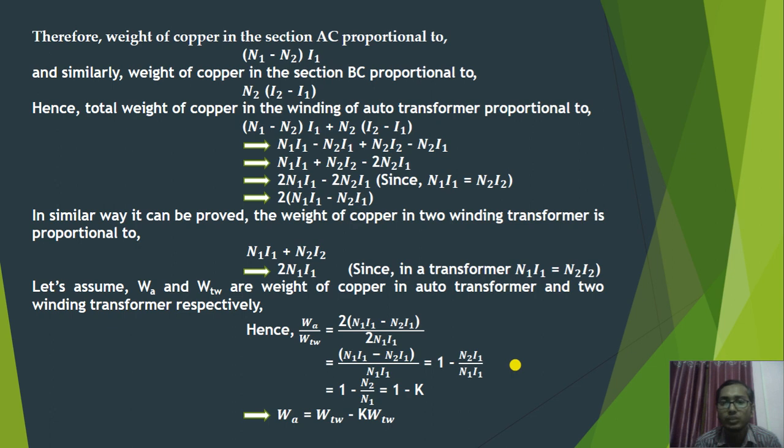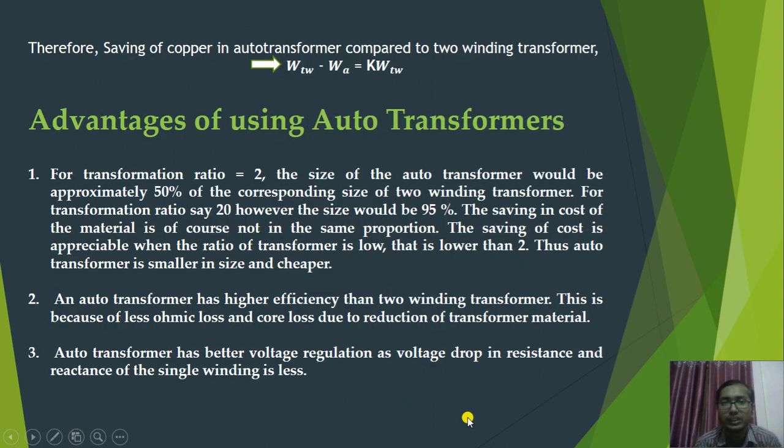And how much are we saving? We are saving this much. Okay, so it can also be written here that therefore the saving of copper in auto transformer compared to two winding transformer is WTW minus WA, that is the saving in the conductor material. It will be K times WTW. Okay, so this much copper material we are saving if we manufacture an auto transformer.